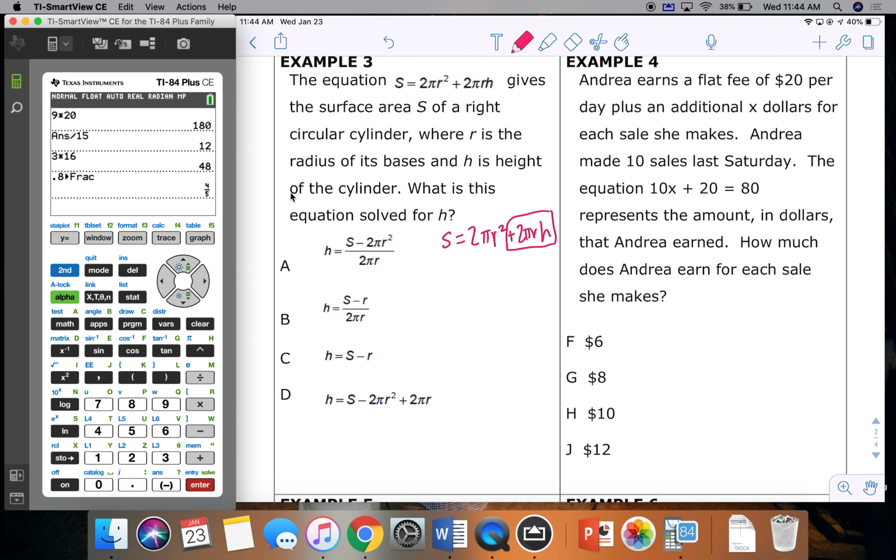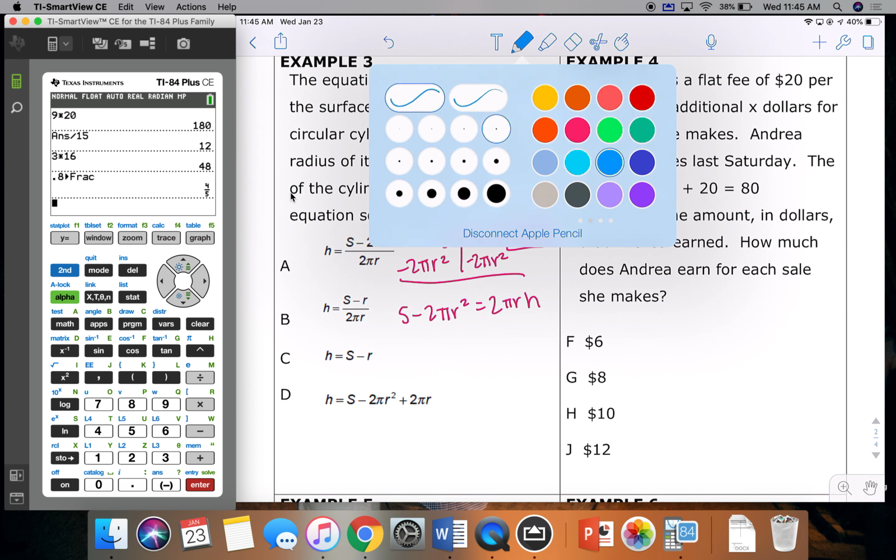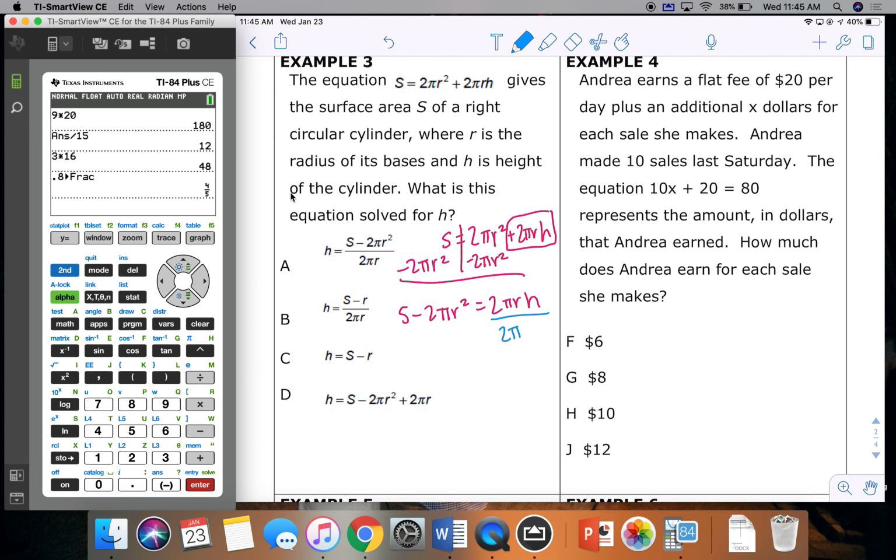There is something being added or subtracted that I need to move. So I'm going to move that 2 pi r squared. So I have S minus 2 pi r squared equals 2 pi rh. And then 2 pi rh is being multiplied, so I will divide both sides by 2 pi r, which cancels over here and gives me h equals S minus 2 pi r squared divided by 2 pi r, which is answer choice A.